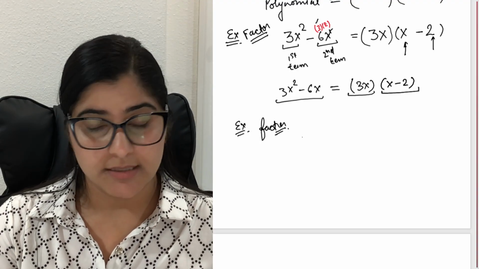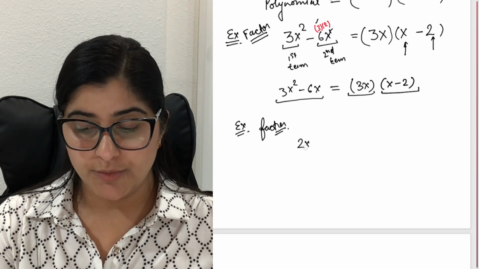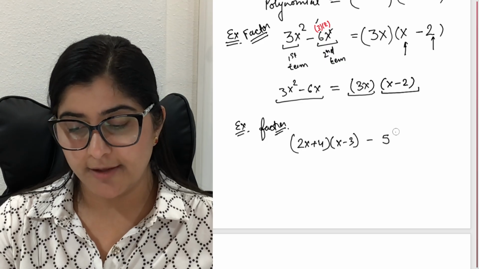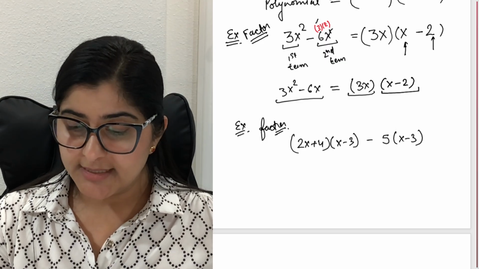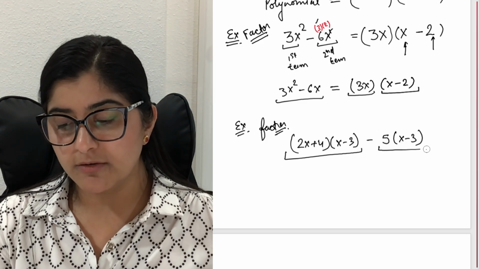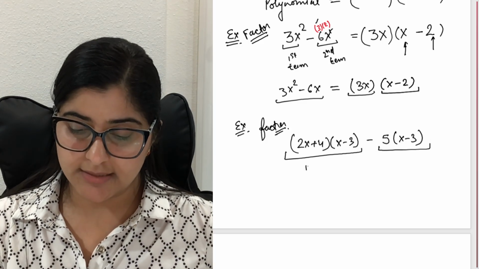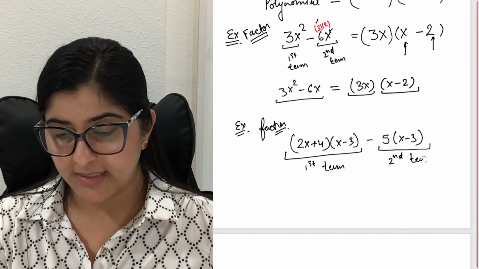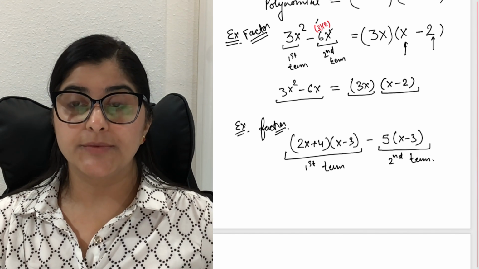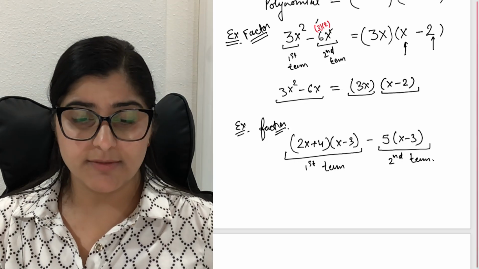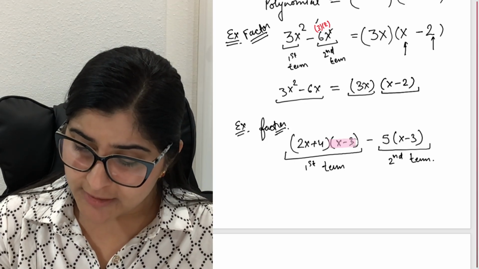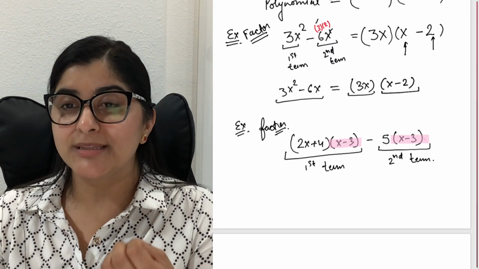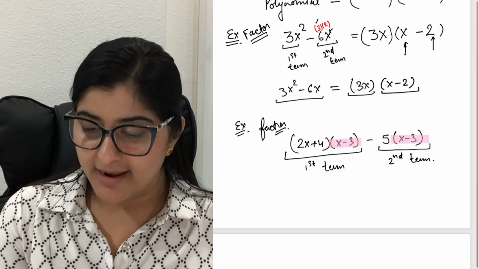Factor this polynomial: 2x plus 4 times x minus 3, minus 5 times x minus 3. Now this expression has two terms. The terms are always connected with a plus or minus sign. So this is the first term and this is the second term. Correct? Is there anything common between both terms? What is the maximum common thing? You see that this whole factor, x minus 3, is the same. Common between both terms. We can borrow this factor from both terms and write it outside.